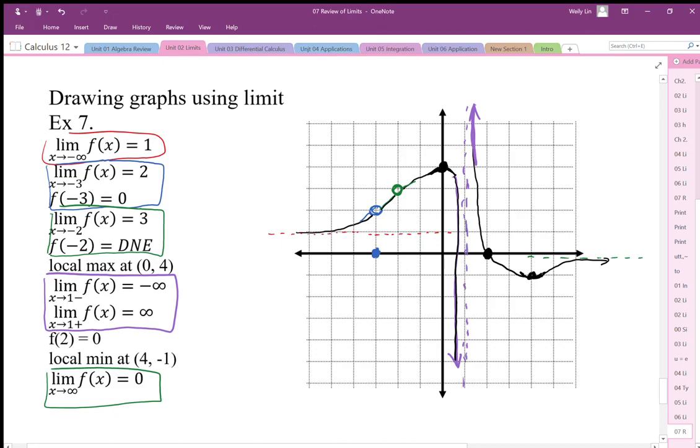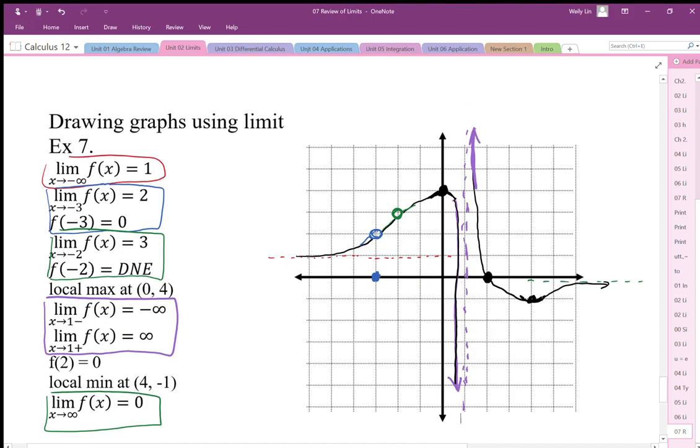So there it is. There's our graph. We have that extra point there. All the details of what we've been given here have been highlighted on this graph.